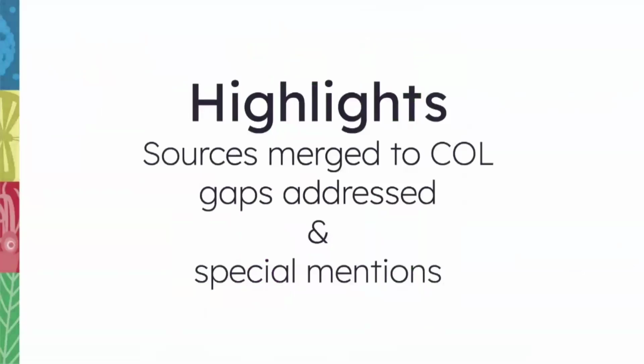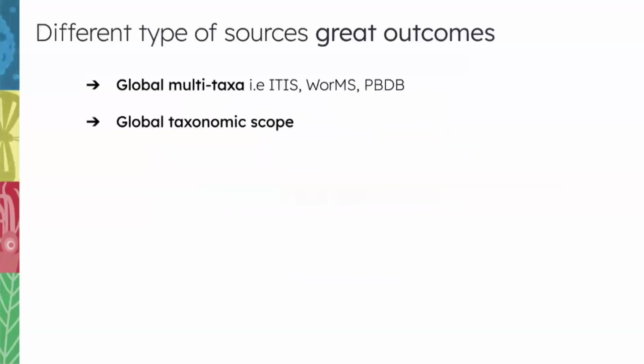Now I want to show you some highlights of the sources that we have been merging to Catalogue of Life to have a better product: the taxonomic gaps that are being addressed, but also the geographic context of these sources that we are adding, and I will do some special mentions too. The first type of sources we have are the global ones.